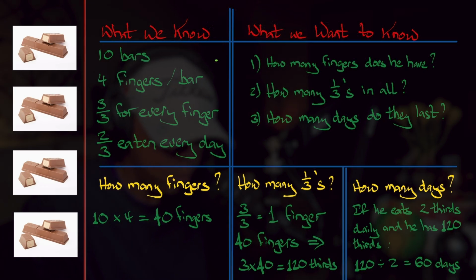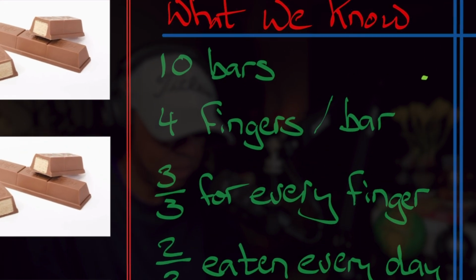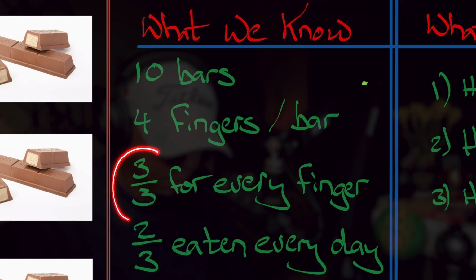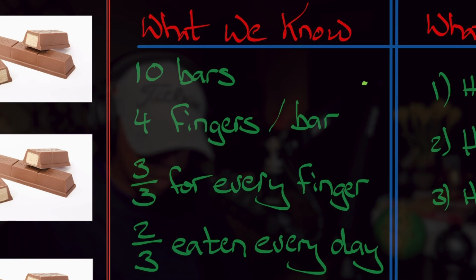We're going to break this into what we know, what we want to know, and then find out how many fingers, how many thirds, and how many days this lasted. What we know is he's got 10 Kit Kat bars, and each bar has 4 fingers. 3/3 for each finger. I can break each finger into 3 equal parts. 2 out of the 3, 2/3, eaten every day.